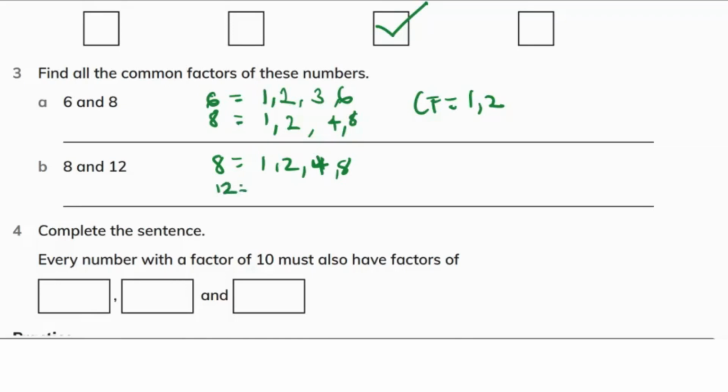Factors of 12 will simply be 1, and we have the next pair 12, right? We have 2, and then we have 6. We have 3, and then we have 4, because 3 times 4 is 12. 2 times 6 is 12. 1 times 12 is 12. Okay, so the common factors are going to be 1, 2, and 4. Good.